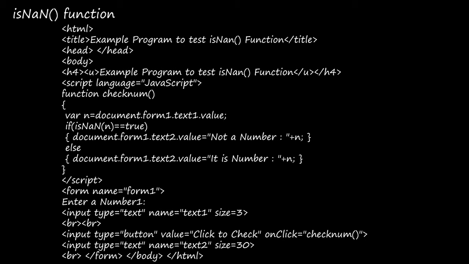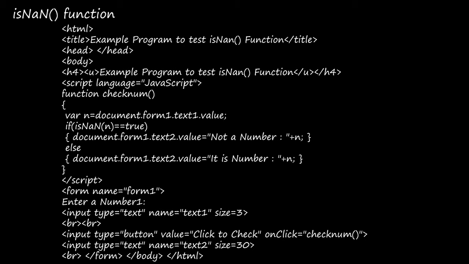Here variable n is equal to document dot form1 dot text1 dot value, right? So whatever you are entering will be saved here in the name of text1. And then size is equal to 3. BR tag, so you will get a break there. Two lines will be left blank, so the next things which you type will be displayed in the third line only.